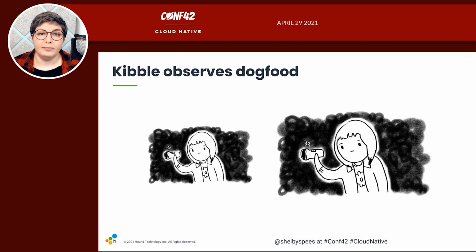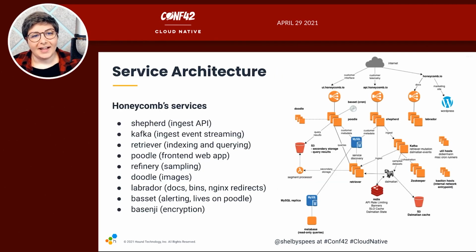Then we have a third environment called Kibble, and that's where we send our telemetry from dog food. And so for the experimental features we've enabled in dog food, that telemetry gets sent over to Kibble. So Kibble observes dog food observes prod. And one thing to know about Honeycomb, on the outside we're bee-themed, but you might get the sense, on the inside, we have a lot of dogs.